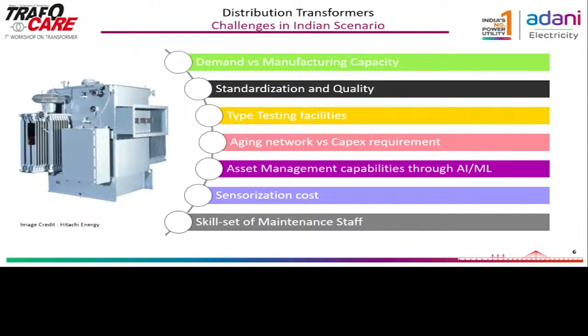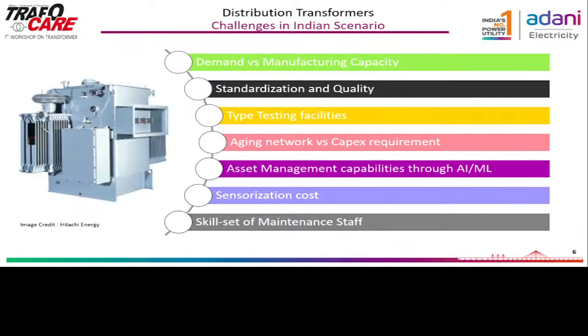Then the type testing facility. Obviously, now you have got the manufacturers, you have got the inquiry, you are putting in your capex and your transformer is ready. But unless you have done the type testing, you are not supposed to get the transformer. So this is a big challenge. Indian agencies, like CPRI, ERDA, and other agencies, need to expand the type testing facilities, because the lead time for type testing is quite high. So the whole capex cycle, the capitalization cycle, is completely disturbed.